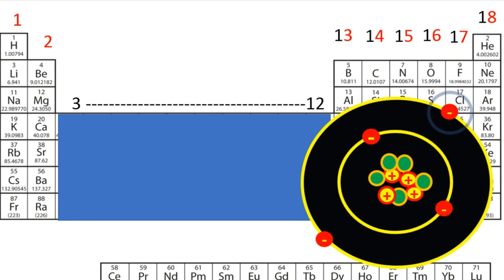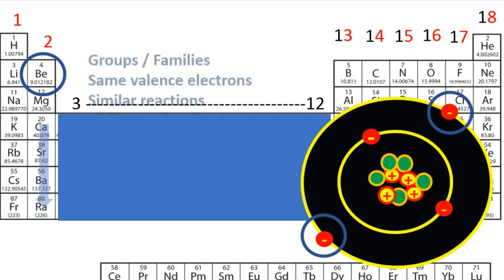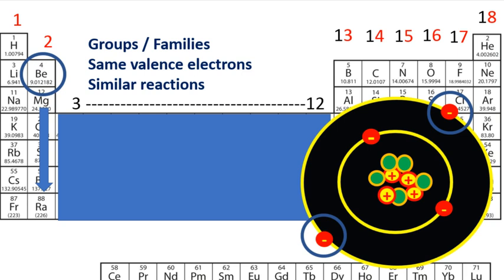So for beryllium, we have 2 electrons in the outer shell. When we find beryllium in the periodic table, we see that it is indeed in column 2. So beryllium in column 2 has 2 valence electrons. So the number of the column tells us how many valence electrons there are. So that means all of the elements underneath beryllium also have 2 valence electrons. So that makes them very similar in how they are going to react with other atoms.